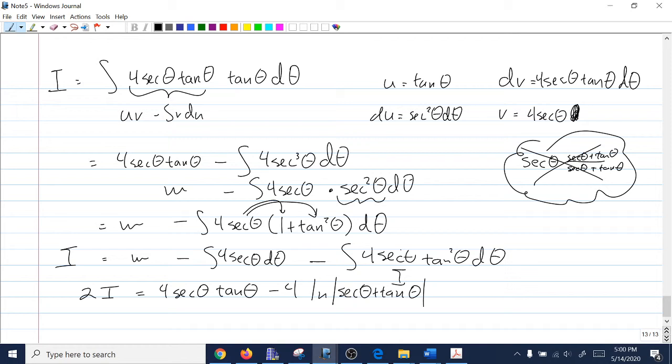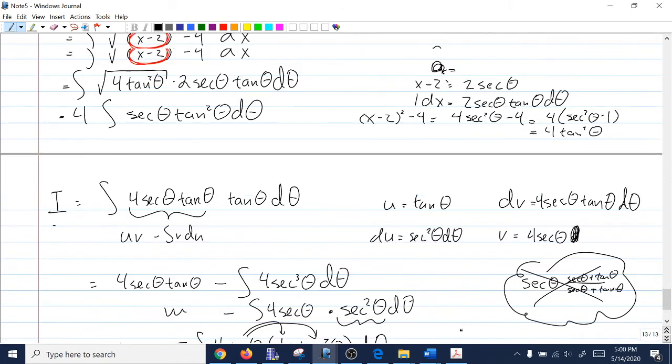I guess there's a plus C at this point. So the integral I want is half of that. That makes the 4's turn into 2's. Great. So the integral I wanted is 2 secant theta tangent theta minus 2 natural log absolute value of secant theta plus tangent theta. But I still got to translate the problem back.